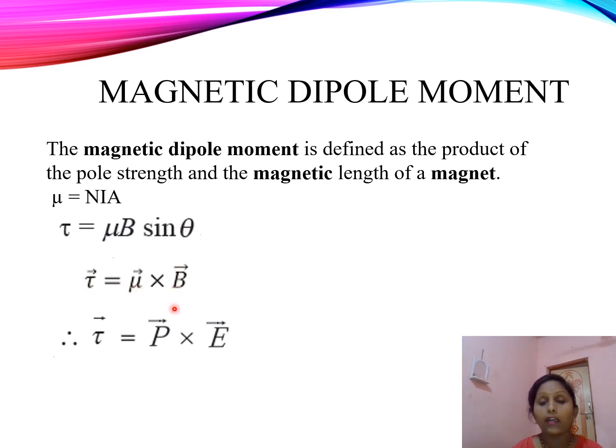If the electric dipole moment is described by the electric field, then the equation will be torque vector is equal to P vector cross E vector. P vector is the electric dipole moment, E vector is the electric field. Here mu vector is the magnetic dipole moment and B vector is the magnetic field.